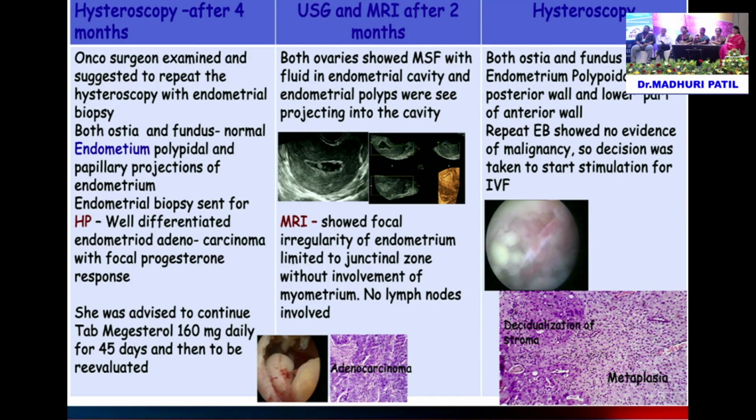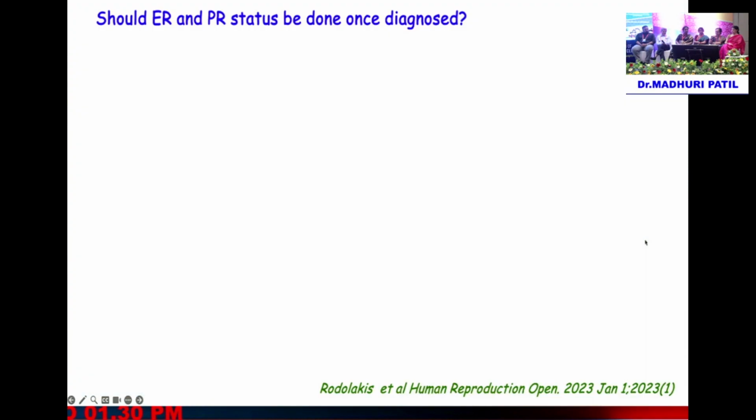So basically, we repeated after 4 months, and it was slightly better. It was well differentiated, and so she was advised again by the oncosurgeon to continue for another 45 days, and we did the MRI, and basically it was limited only to the junctional zone, and it was not involving the myometrium. And then a repeat hysteroscopy showed that there was no disease; it was only metaplasia.